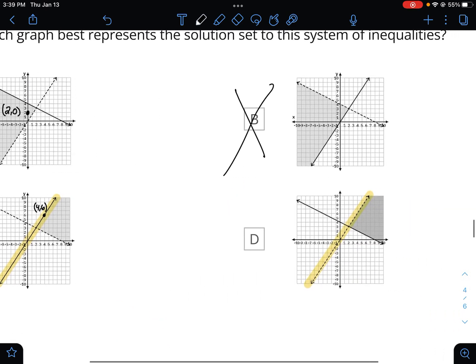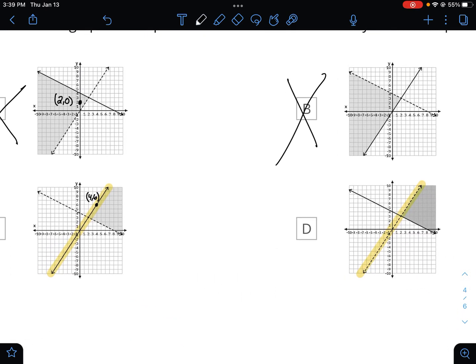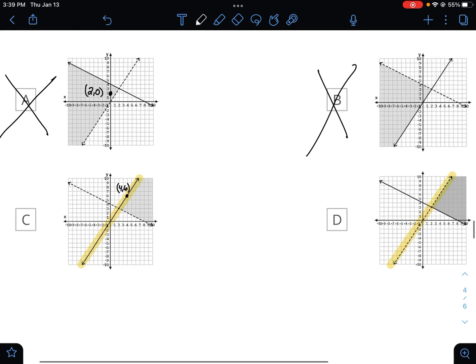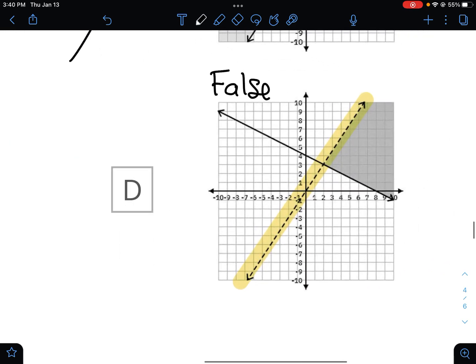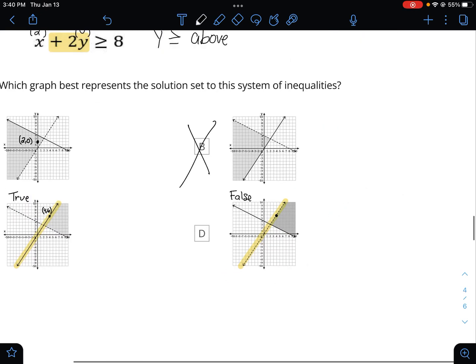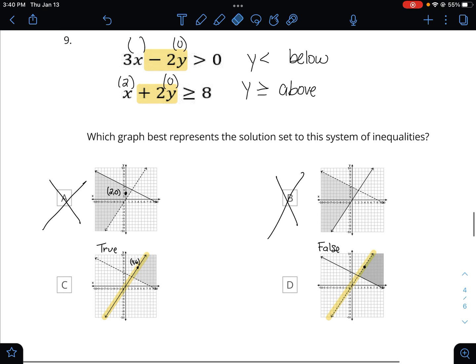So I'm going to do the exact same thing I just did. And if it works, that means that C is our answer. Okay, so if we get true for both of them, C is our answer. If we get false, that means D is our answer, because false would mean that it falls on a dotted line and it doesn't work. Okay, so we're going to do the same thing we just did here, except this time we're going to plug in 4 for X and 6 for Y.